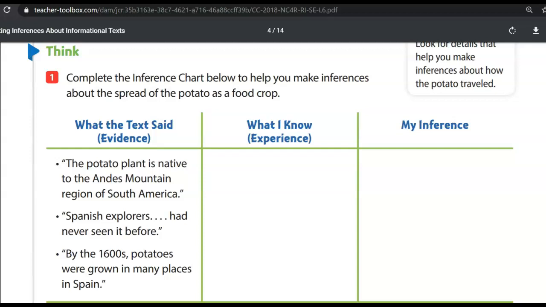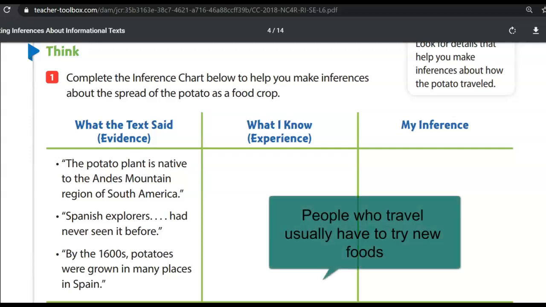What I know from experience is that people who travel often have to eat new foods. Sometimes when you're at home, you get used to eating the same foods that are available to you, whether it's in the grocery store or if you grow them at home yourself, if you're an agriculturalist. But when you travel, the same foods that you're used to might not be available, and sometimes that means you have to try new food. I also know that when people travel, especially out of the country, they tend to bring things from home with them because they don't know what's going to be available to them when they get where they're going.